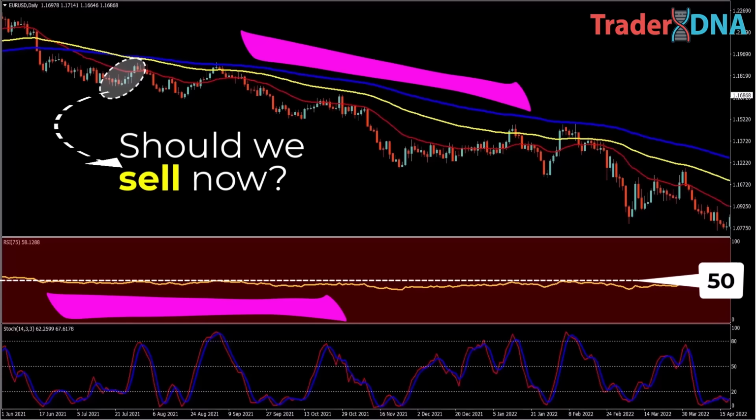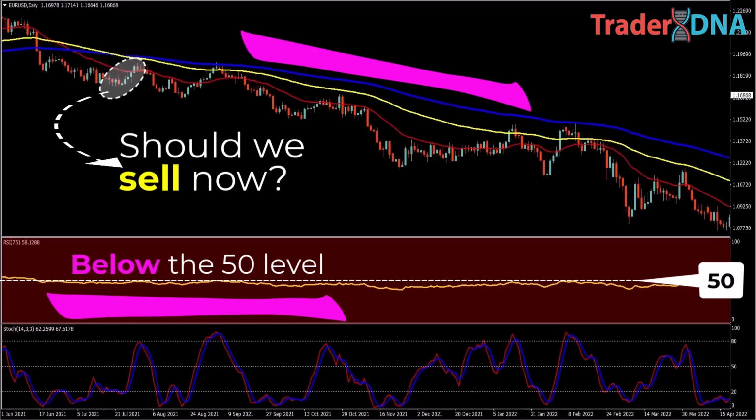Should we wait? Is this bounce going to be huge or just a little dip? Here's how we figure it out. We call in the RSI and the stochastic oscillator to give us backup. First, we check the RSI and it's still below the 50 level. Perfect. That means the overall market trend is still bearish. But we're not done yet.